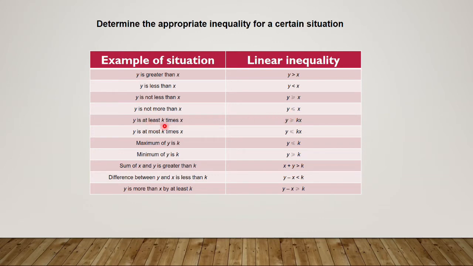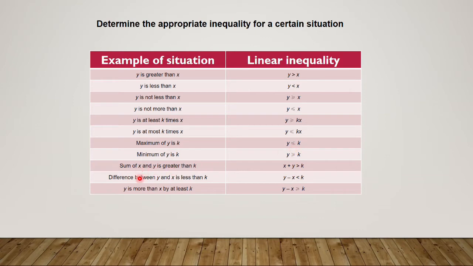Y is at least k times x. So if it is at least, then you are going to use the symbol of greater than or equal to. Same with this one. Y is greater than or equal to k. We are going to see the word minimum, the minimum of y is k. Okay, and then the rest will be y is not more than x, that is less than or equal to. Y is at most means not more than that, right? So less than or equal to. And maximum is also less than or equal to.